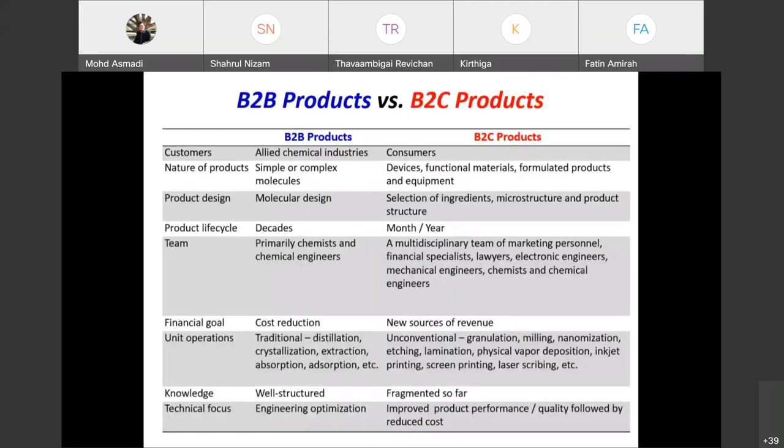Okay, B2B products versus B2C products. This is the difference between B2B and B2C. If you look at here, the easiest one we can see the difference, right, especially on the product life cycles. B2B product is decades, but B2C product is month or year, just month or year. And then they have to launch new products, right? The company needs to launch new products so that they can keep up with other competitors.